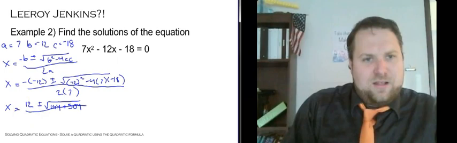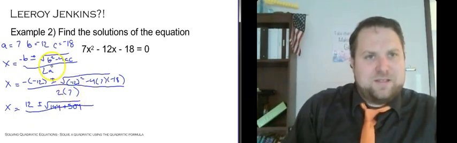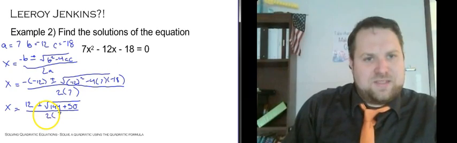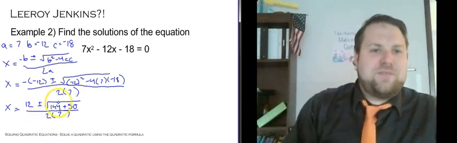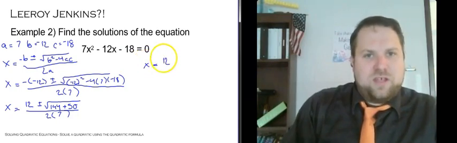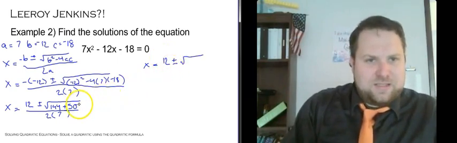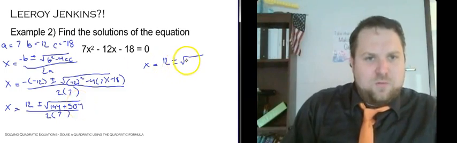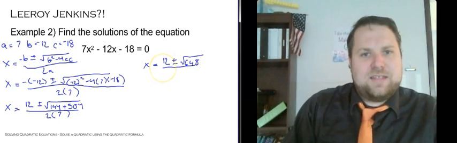And then all of that over 2 times 7. Now I can simplify this down further. I get x equals 12 plus or minus the square root of, well, 144 plus 504 would be, let's see, 648, all divided by 14.